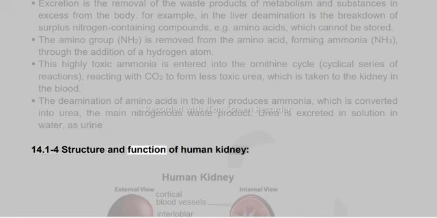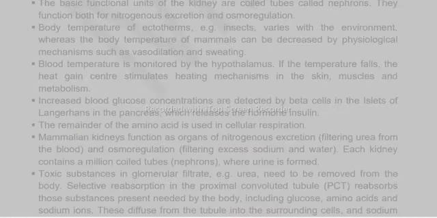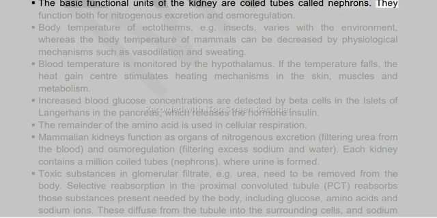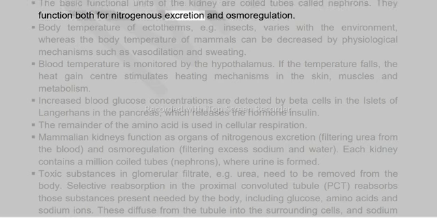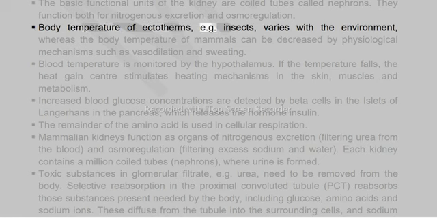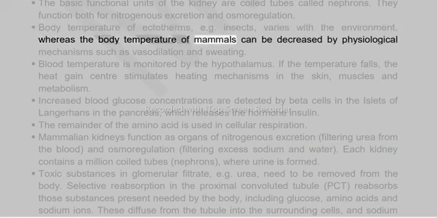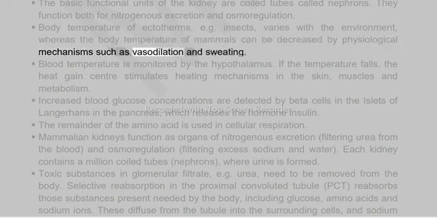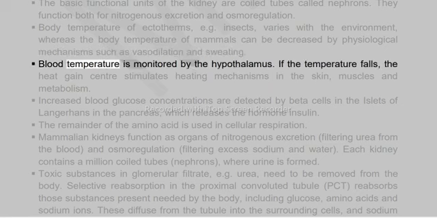14.1-4 Structure and function of human kidney. The basic functional units of the kidney are coiled tubes called nephrons. They function both for nitrogenous excretion and osmoregulation. Body temperature of ectotherms, e.g. insects, varies with the environment, whereas the body temperature of mammals can be decreased by physiological mechanisms such as vasodilation and sweating. Blood temperature is monitored by the hypothalamus.